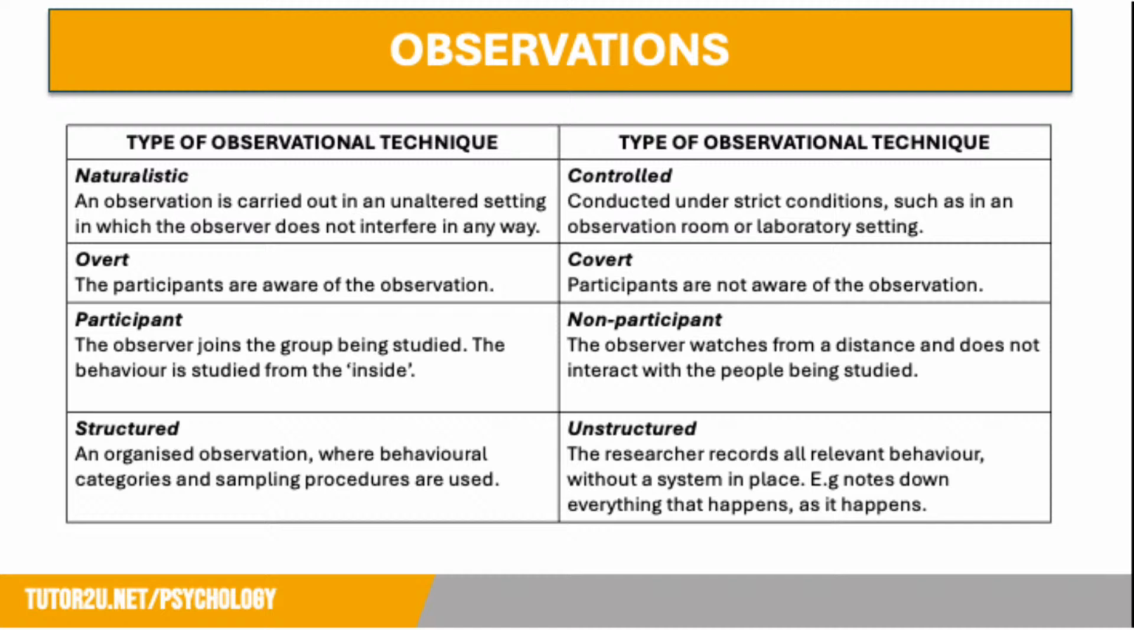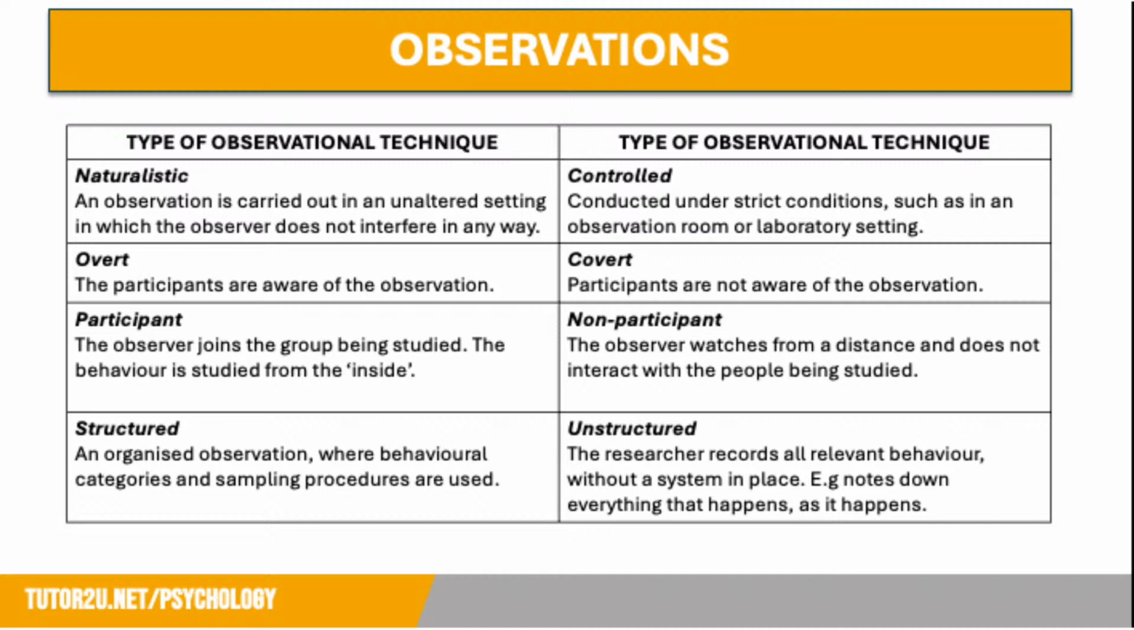So we focus on structured. This is when you're going to be using things like behavioural categories. So if you think back to Mary Ainsworth, things like stranger anxiety or separation anxiety, and tallying every time you see one of these come up. Whereas unstructured, the researcher is just going to record all the behaviour. There's no system in place. The researcher will just write down everything that they see consistently.